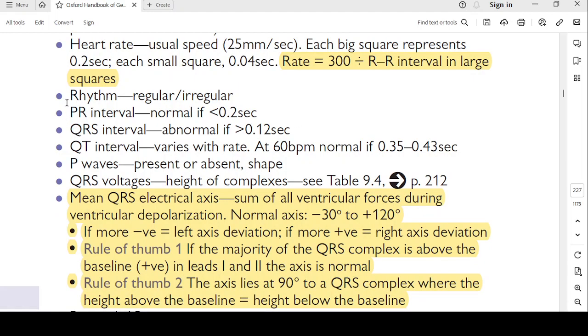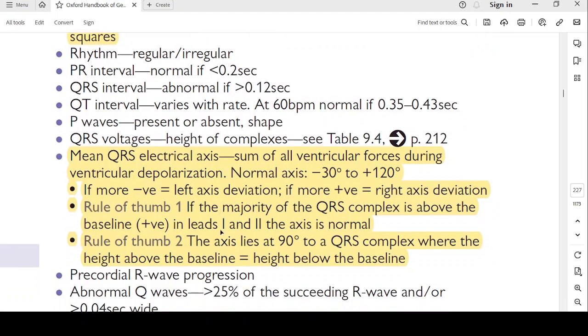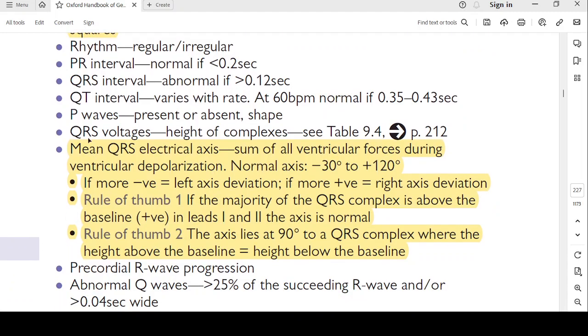Rhythm: regular or irregular. PR interval: normal if less than 0.2 seconds. QRS interval: abnormal if more than 0.12 seconds. So as we have discussed, if your QRS complex is wide, more than 3 small squares or more than 0.12 seconds, then you have to think in terms of a wide QRS complex.